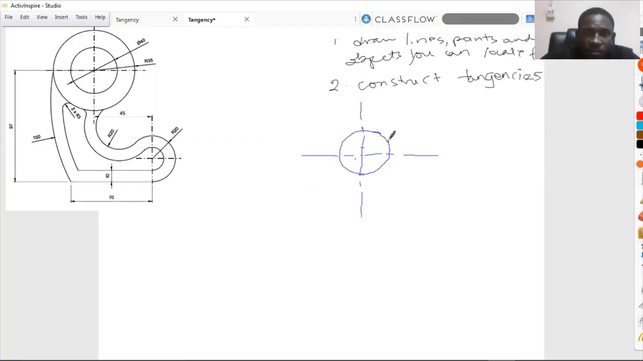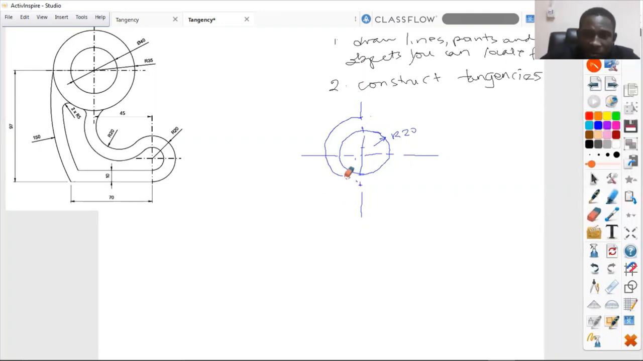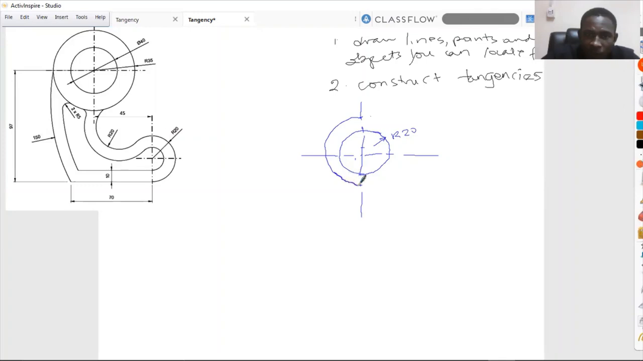Okay, so this is R20. Then I'll draw my other circle with radius 35. Okay, so this is my radius 35. Circle of radius 35. Then from this center, I measure 97 millimeters down. That is where my next outline will be. I draw my construction line.